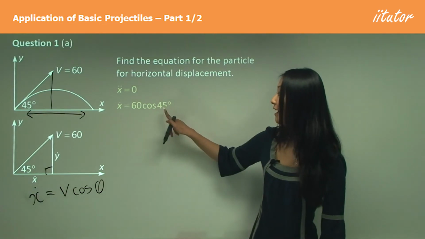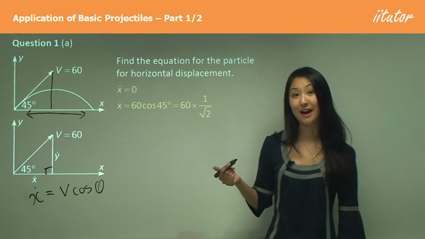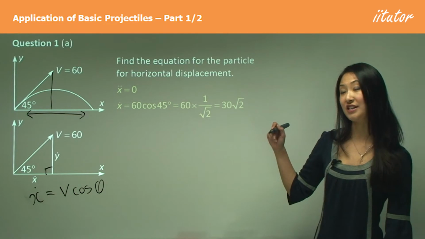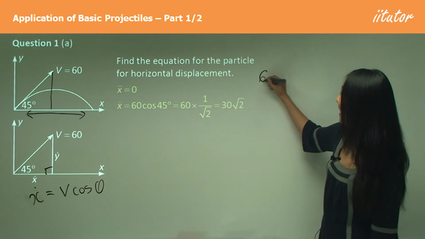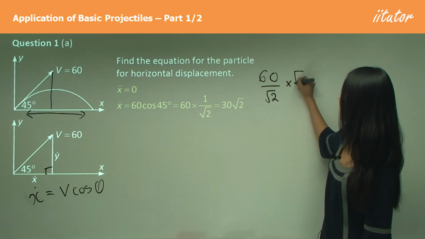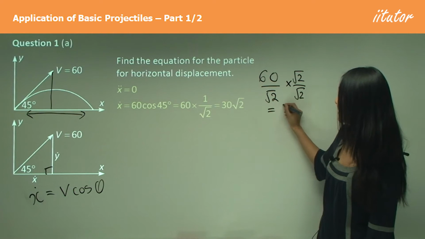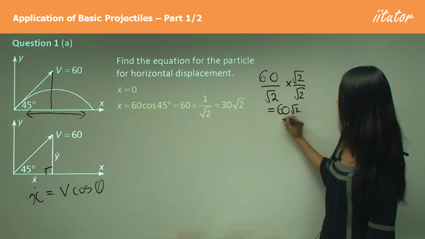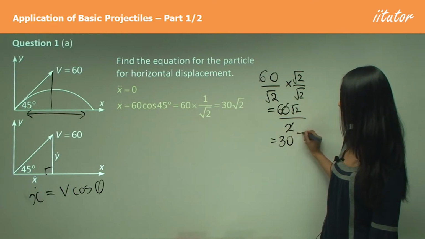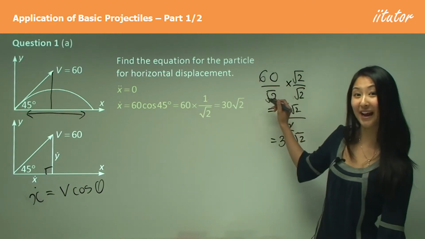60 for v, cos 45 degrees. Now we know that cos 45 degrees is 1 on square root 2. And that gives you 30 square root 2. And how that works is you get 60 on square root 2 and we multiply it by square root 2 on square root 2, like that. And that gives us 60 square root 2 on 2, which cancels to 30 square root 2. So essentially we just rationalize the denominator there.